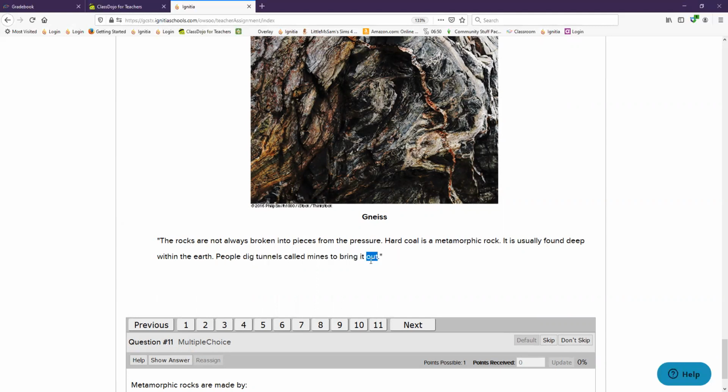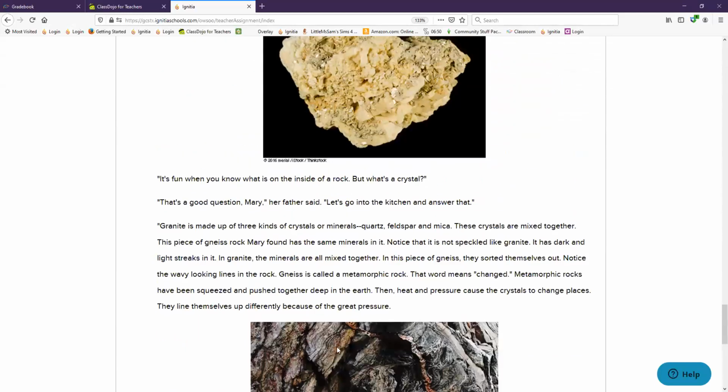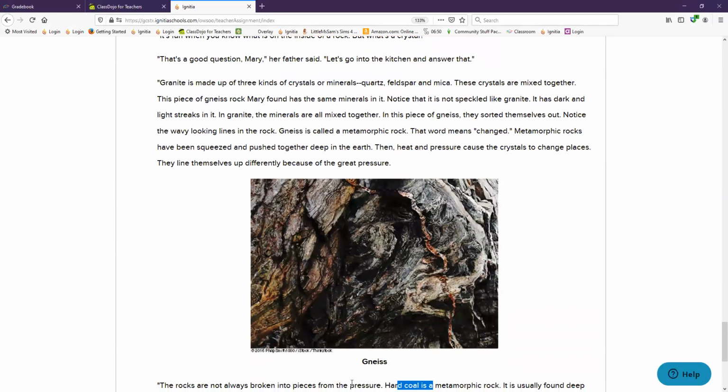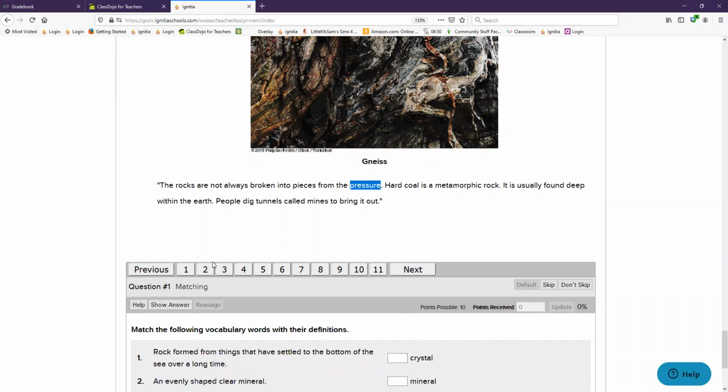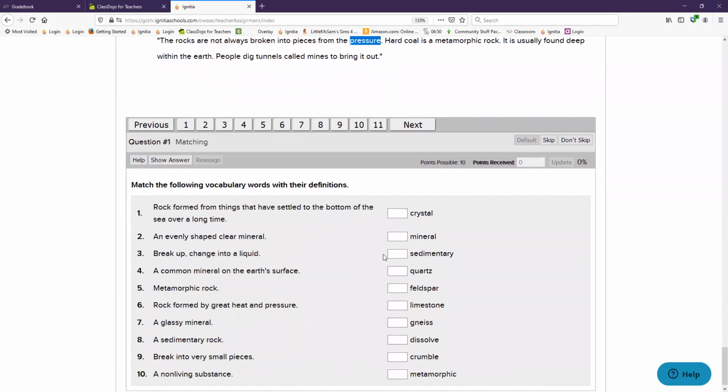And when you play Minecraft, you often have to get coal out, right? So why is coal so deep in the earth? Because it was formed by great pressure. A lot of these things happened during the Great Flood. Very interesting.